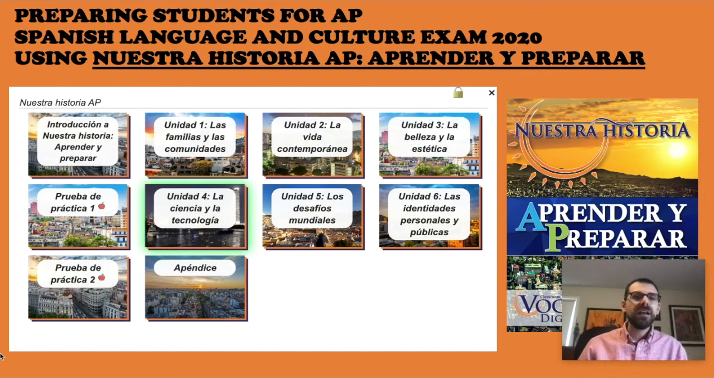Our units are developed through Unit 1, Familias y Comunidades, Unit 2, La Vida Contemporánea, Unit 3, La Belleza y la Estética. We then have a midterm exam, which reviews all 3 of these units. And then Unidad 4 is La Ciencia y la Tecnología, 5, Desafíos Mundiales, and 6, Las Identidades Personales y Públicas. And then we have a final exam or another practice exam for students to take.